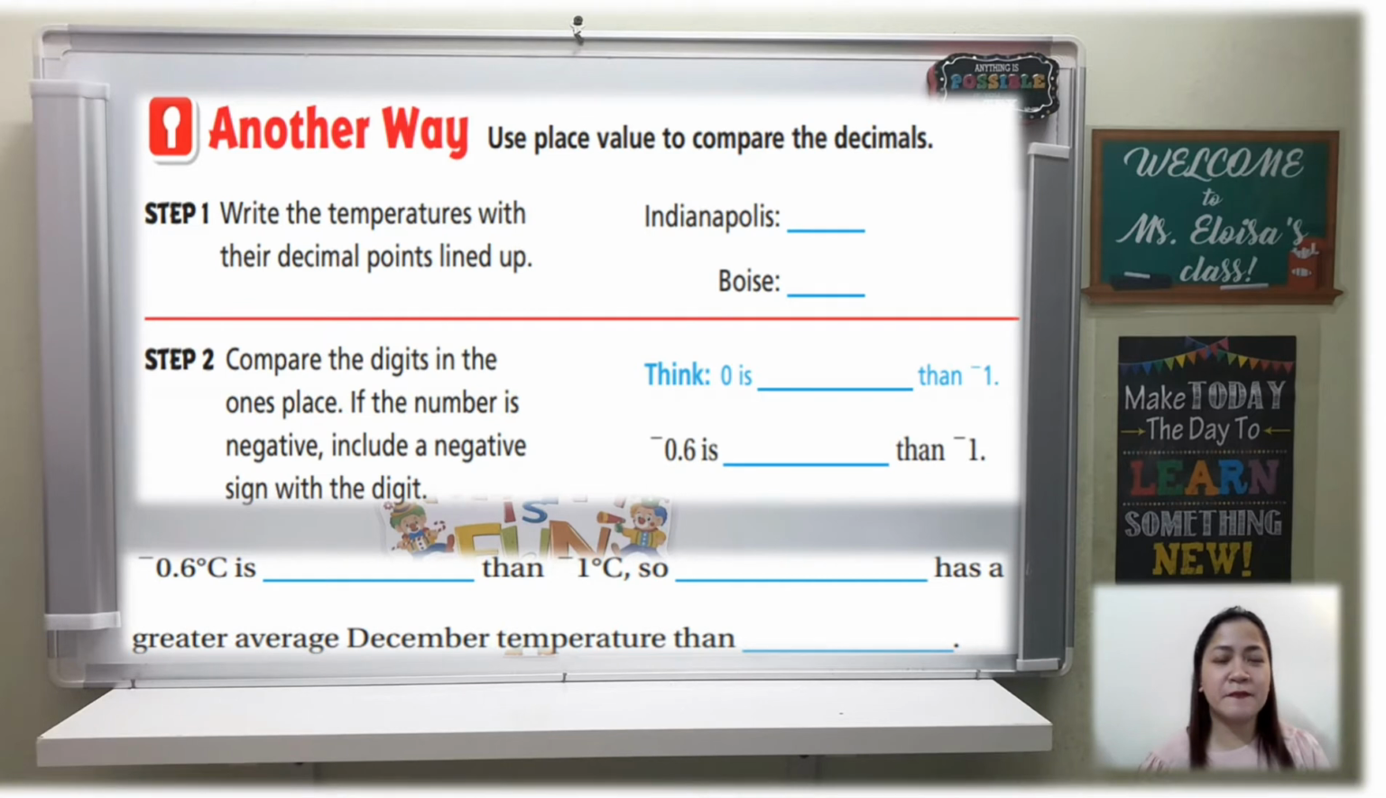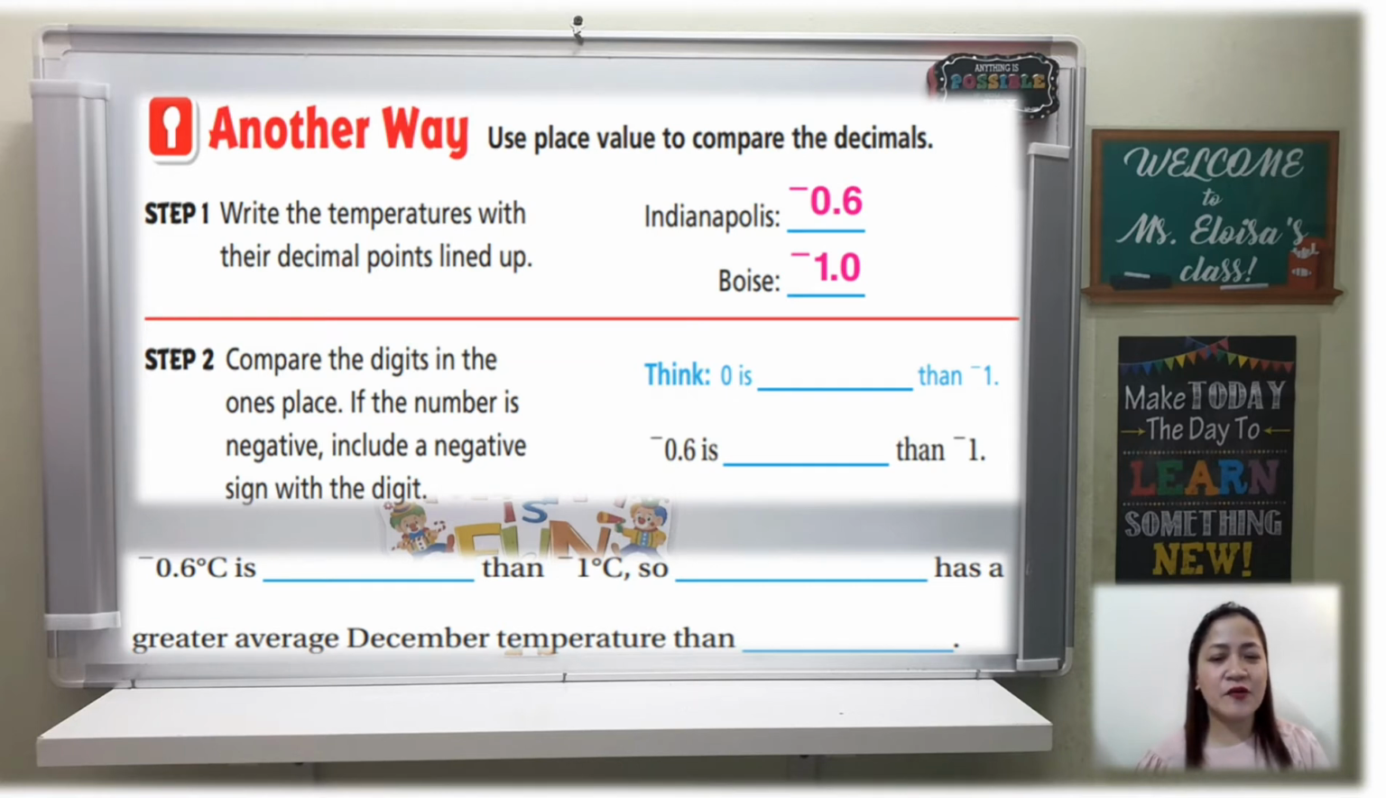Another way is to use place value to compare the decimals. So step 1, write the temperatures with their decimal points lined up. Indianapolis is negative 0.6, while Boise is negative 1.0. Step 2, compare the digits in the ones place. If the number is negative, include a negative sign with the digit.